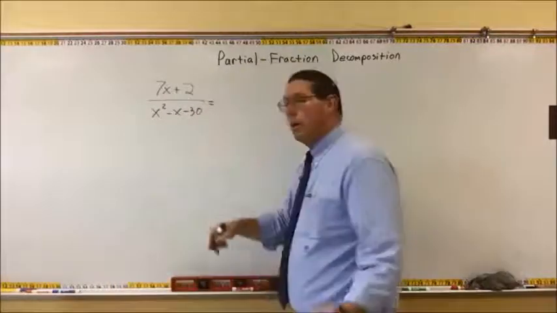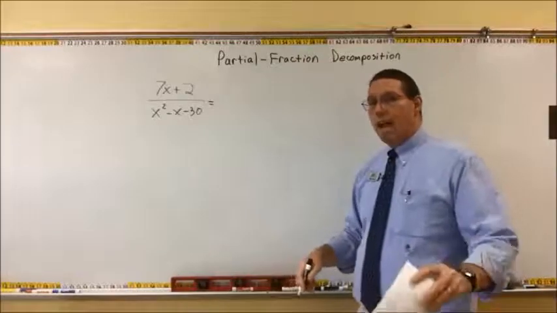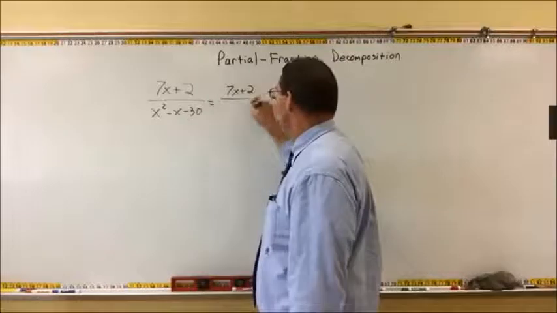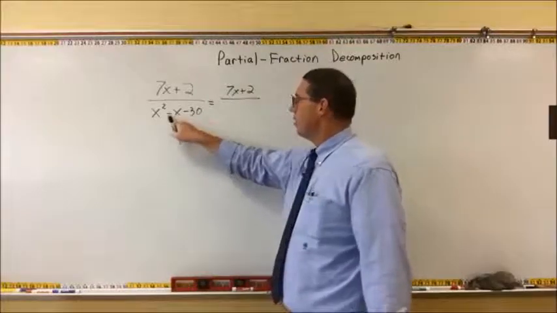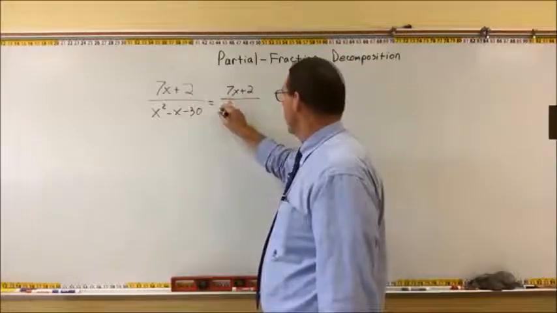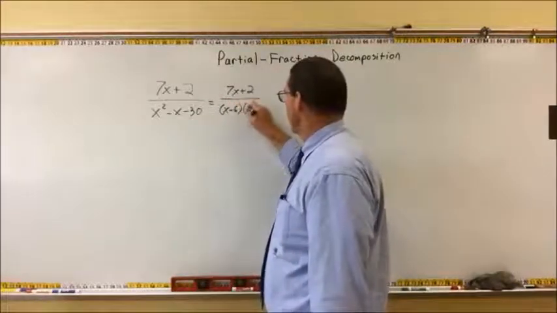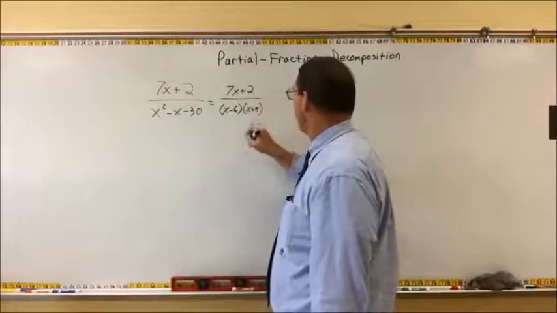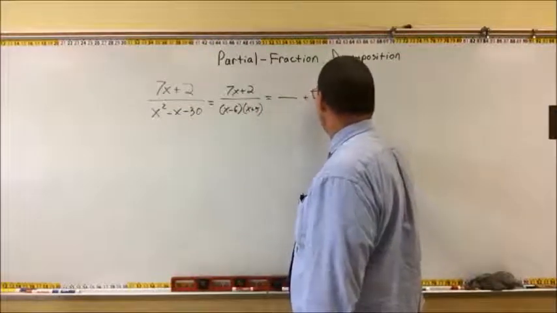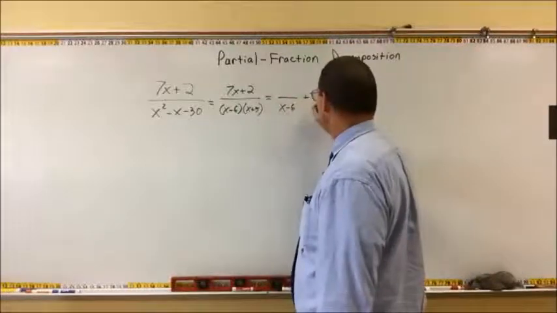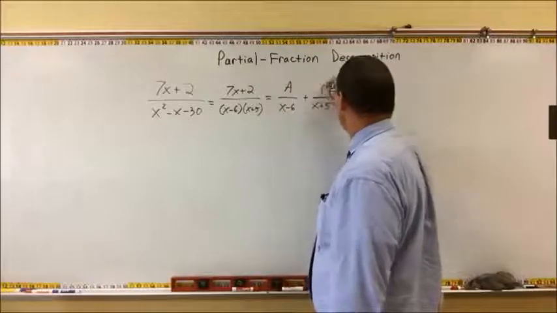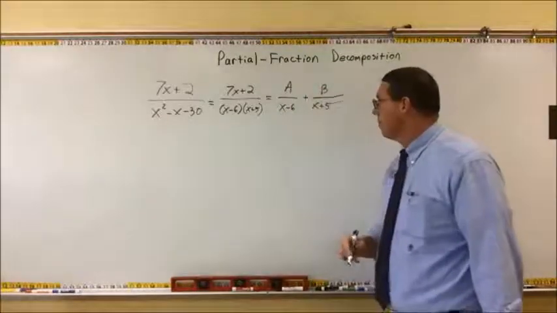Step 1, you remember? Factor the denominator. So we'll have 7x plus 2 over. Two numbers that multiply to negative 30 but add up to negative 1 are negative 6 and positive 5. So we're going to have x minus 6 times x plus 5. Right? So that's going to become now two separate fractions, all on their own. One has an x minus 6, one has an x plus 5, one of them gets an a, one of them gets a b. Okay?